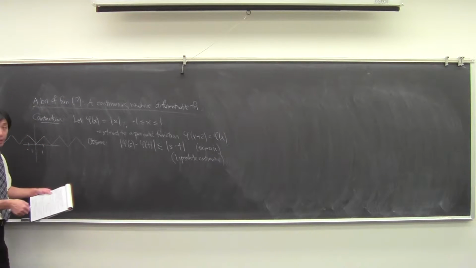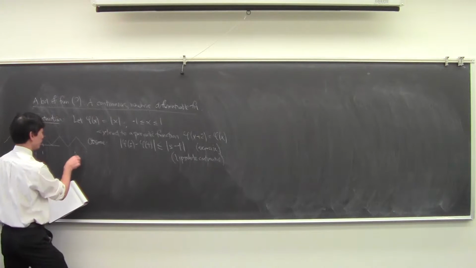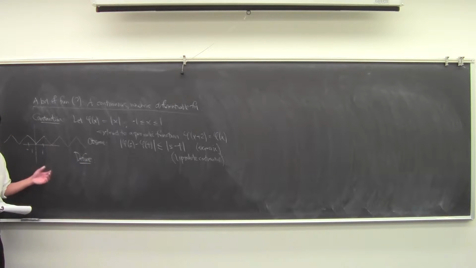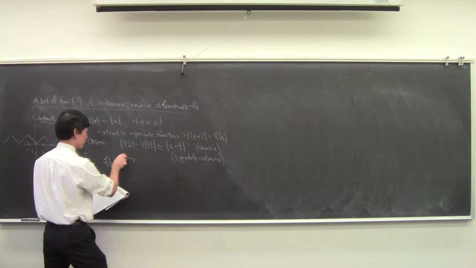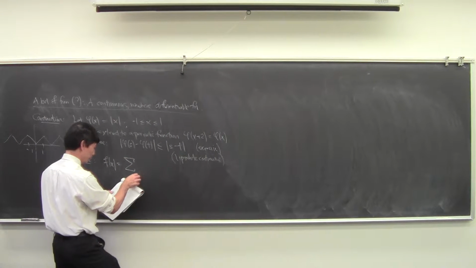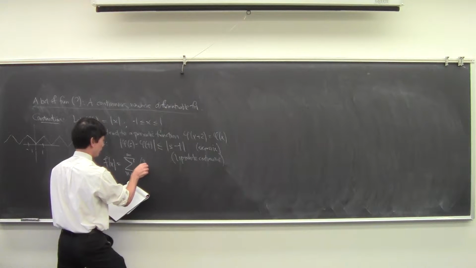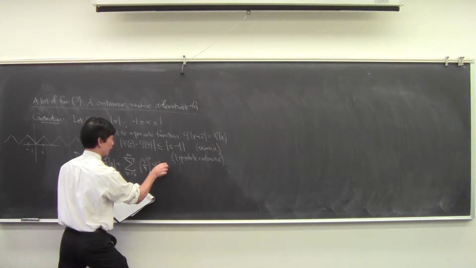Okay. So now we make the function. That's not the function, of course. That function is not differentiable at these points, but it's differentiable at a lot of points. So we define f of x to be this infinite sum from n equals 0 to infinity of (3/4)^n phi of 4^n x.